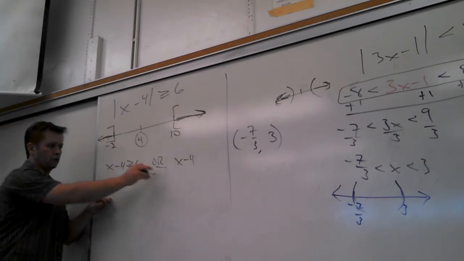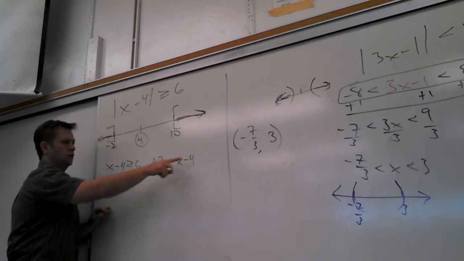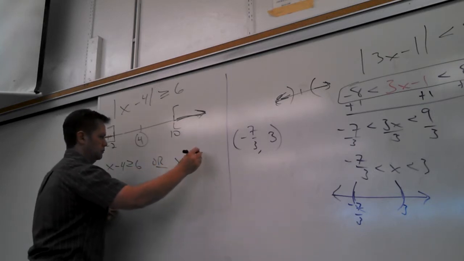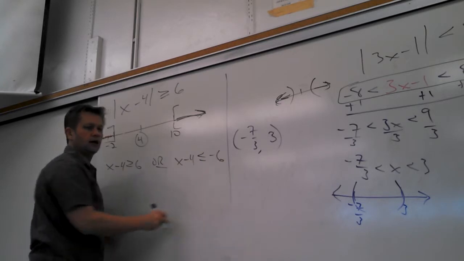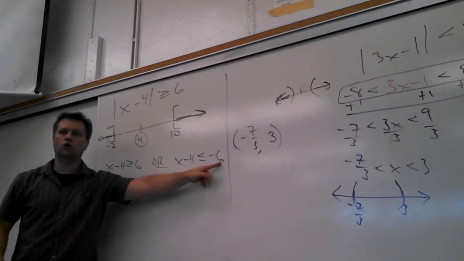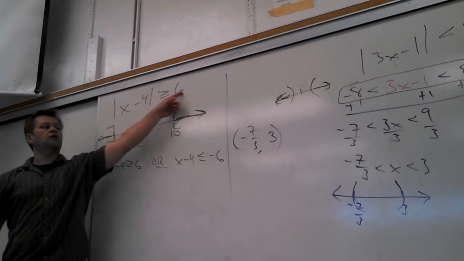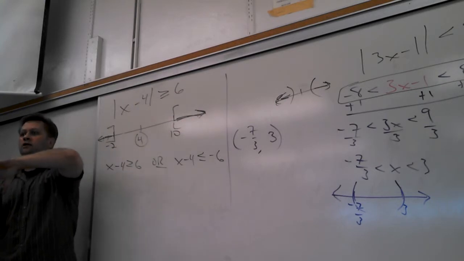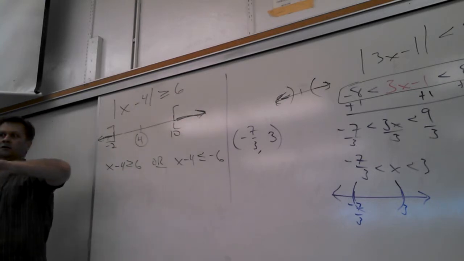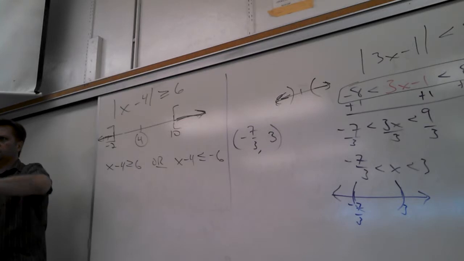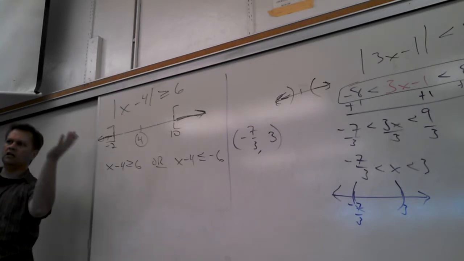And remember, what are we going to do to the 6 in the second case? Flip the sign, make it negative, right? So that makes sense, because for the absolute value to end up bigger than 6, my negative numbers have to be smaller than -6. They have to be more negative, which means they're smaller, right? -10, -20.